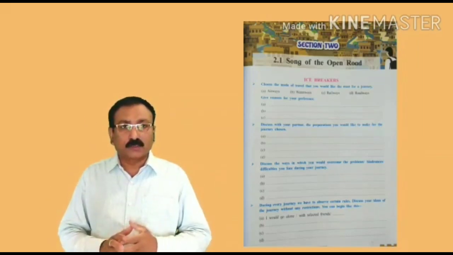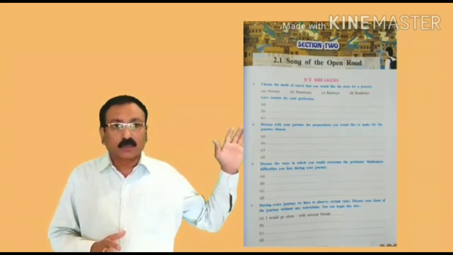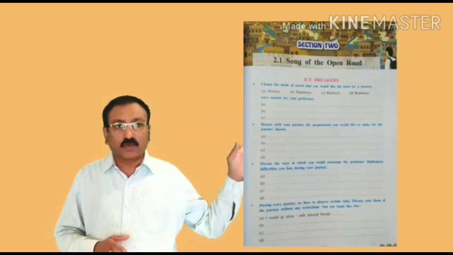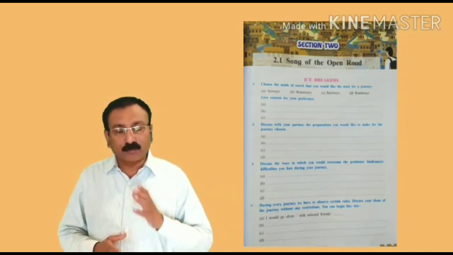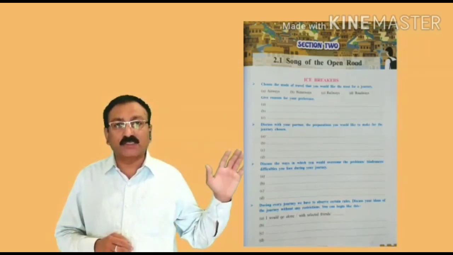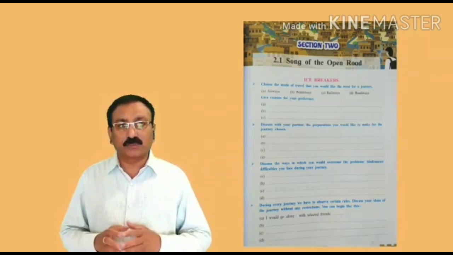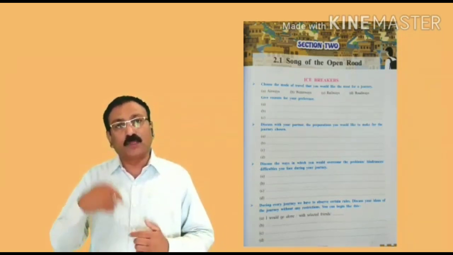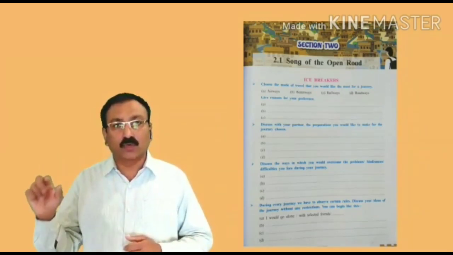So let us see the first page of the second section of our textbook, that is poetry. The title of the first poem is Song of the Open Road. Before the actual poem, some activities are given in the icebreaker section. So first of all, we are going to solve all these activities, and then we will move to the actual poem, Song of the Open Road.